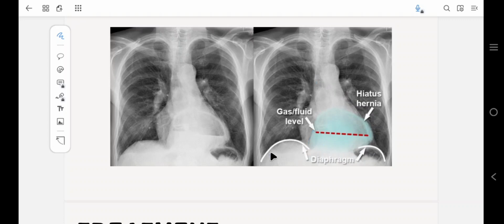Here you can see these are the two domes of the diaphragm, and here this is the stomach which has herniated upwards, and here you can see the gas and fluid level of the stomach. So this is a case of hiatus hernia.